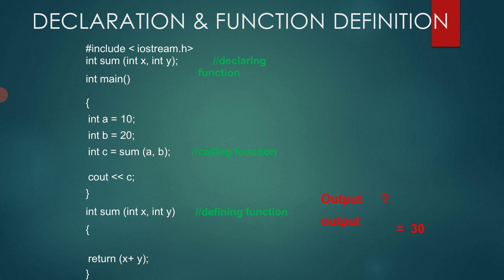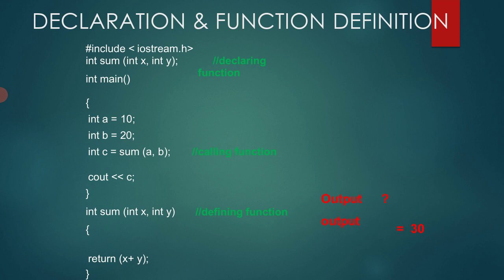Now what is the logic of this program? We want to calculate the sum of two numbers with the parameters a and b, and we are calling the function that we have already declared. Now start with the main function, that is function definition. Integer sum, in the bracket integer x and integer y. So this is the function definition.